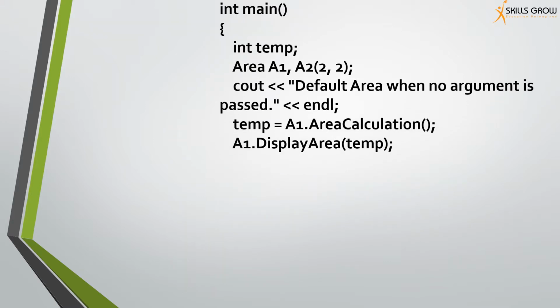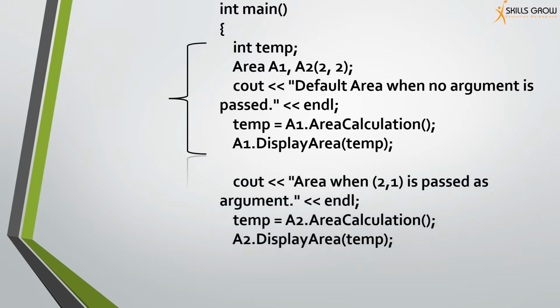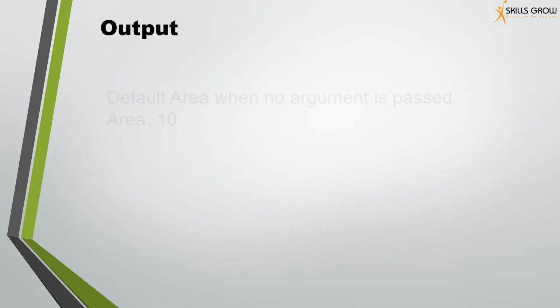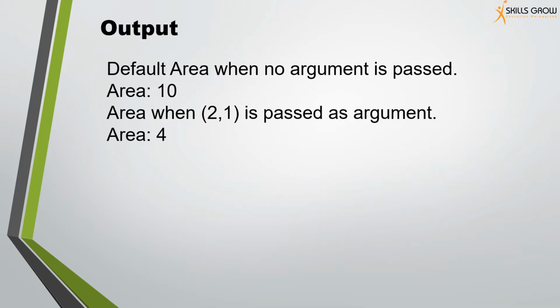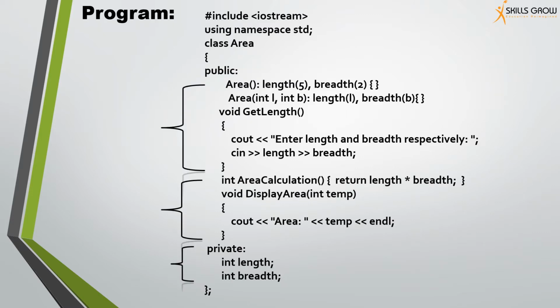In the main function, we have created two area class objects, A1 and A2, one with no arguments, the other with two arguments. When we call the function area calculation for the two objects and display them, here is the output. Boxed, right? Let me clear this for you. Here, the compiler does the work for us. The compiler calls the default constructor for the object which has no argument, and the other constructor is called for the area calculation with arguments. In this way, the overloading of constructors happens in C++.